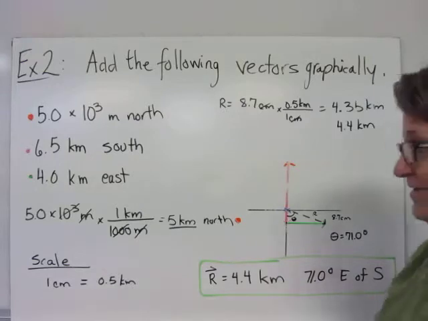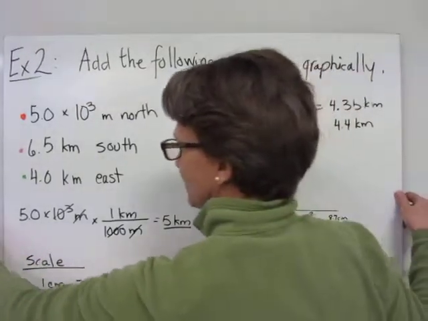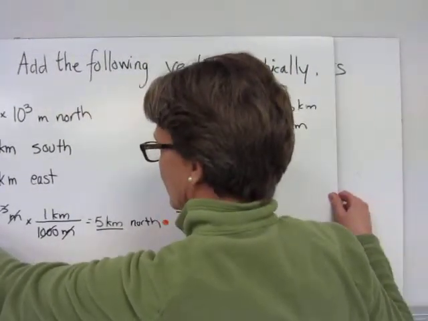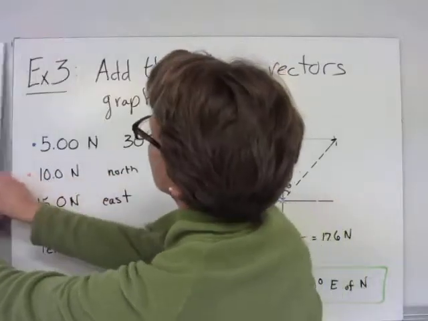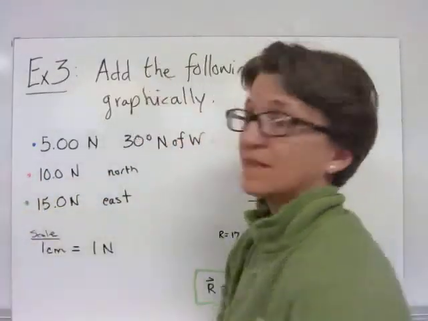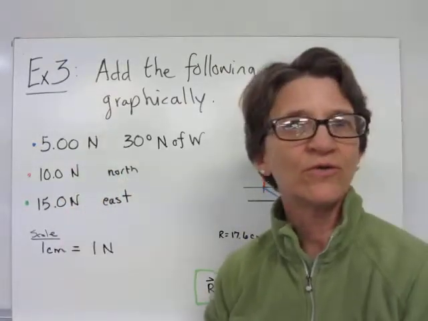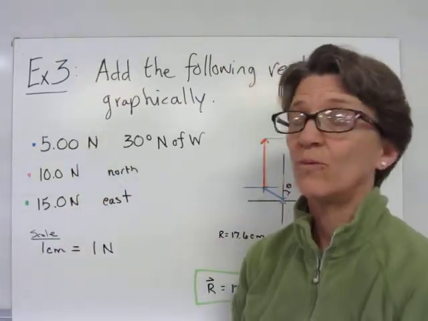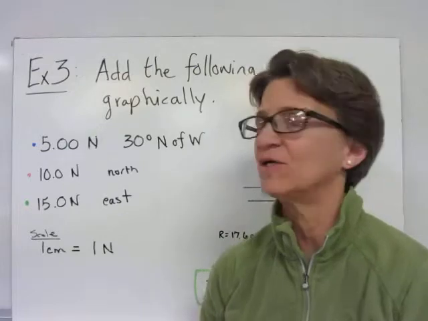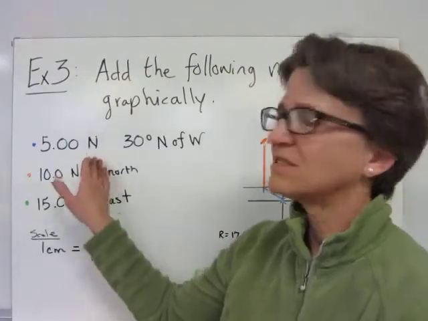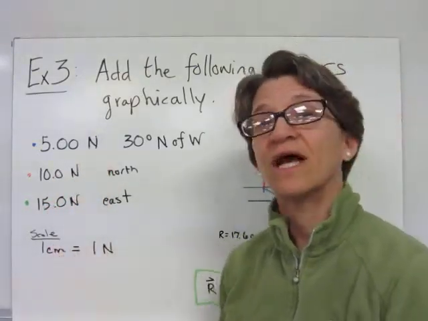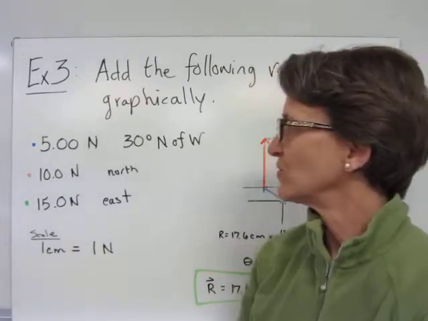Let's do another one. All right, this time I've used the unit Newton in my vector. A Newton is just a push or a pull. We'll be working with it in the next chapter. So just consider it a vector unit. It has a direction as well as a magnitude.